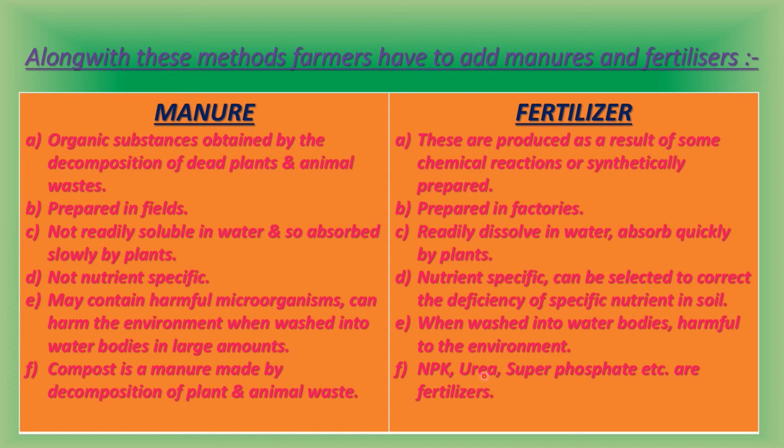Examples of fertilizers are NPK, meaning nitrogen, phosphorus, potassium, urea, superphosphate, etc. But it is suggested that the use of fertilizer should be under control or you should try to avoid it, because these are chemical based, so they may cause harm to the environment as well as to those who are using them.